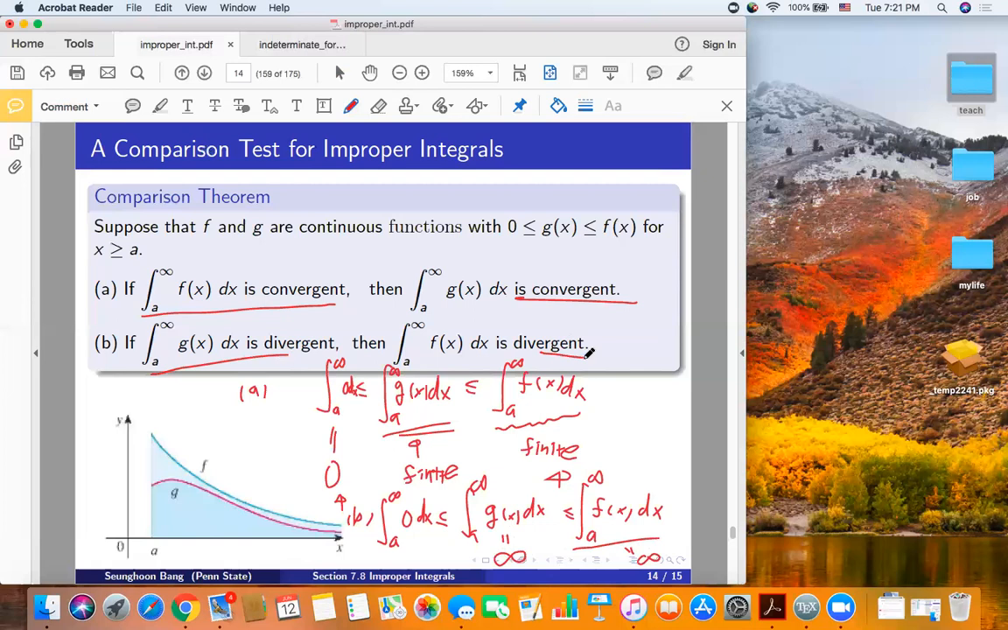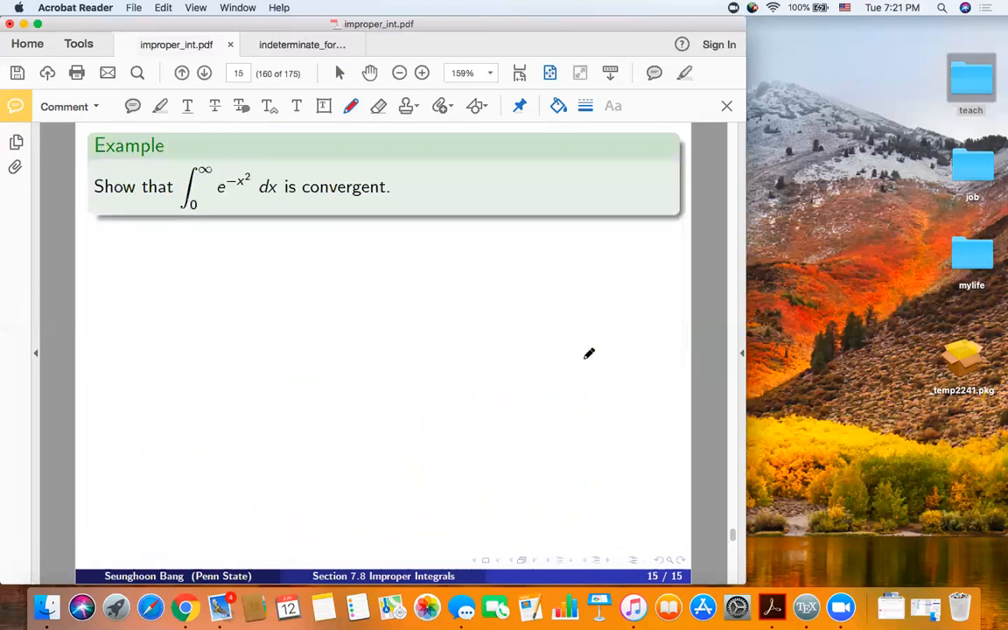This is the whole idea for solving the comparison test for improper integrals. I want to give the last example. Show that the integral from 0 to infinity of e to the minus x squared converges. Do you know what this one is? Do you know the answer of this question? Do you know how you can solve it?